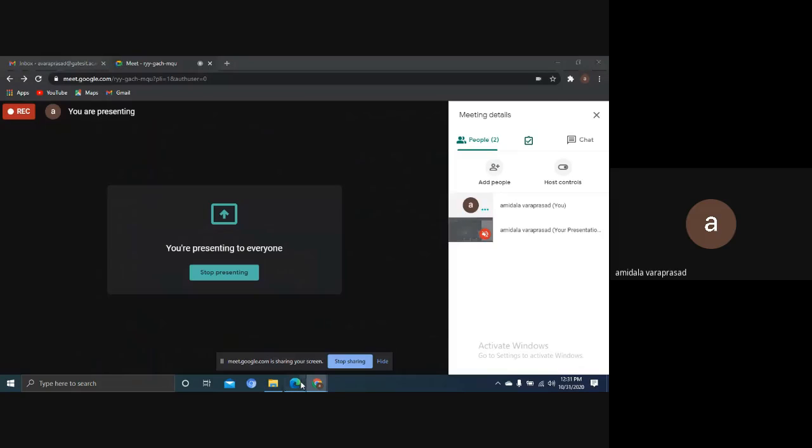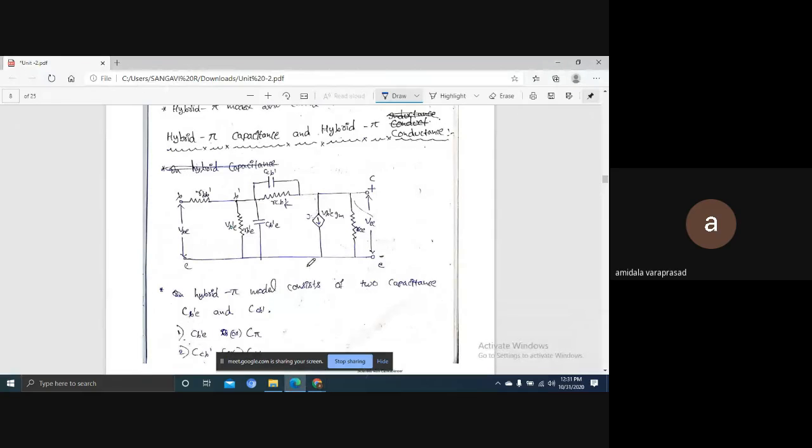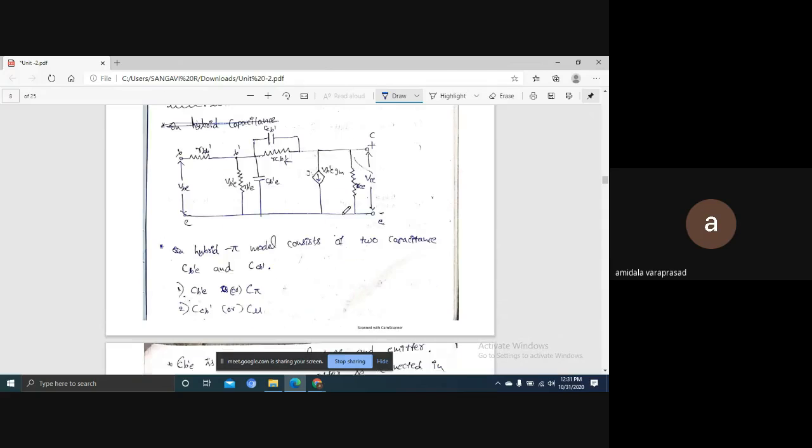Next one. Okay, here they are going to ask very frequently. Repeatedly they are going to ask a few questions. That is hybrid capacitance. Okay, hybrid pi capacitance and hybrid pi conductance. Now, in this model, I am going to take it as C B'E.